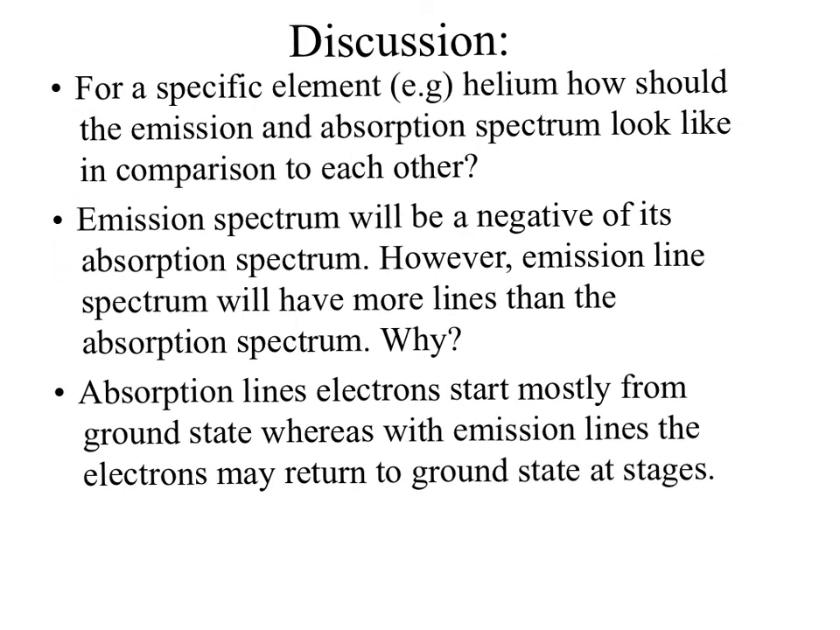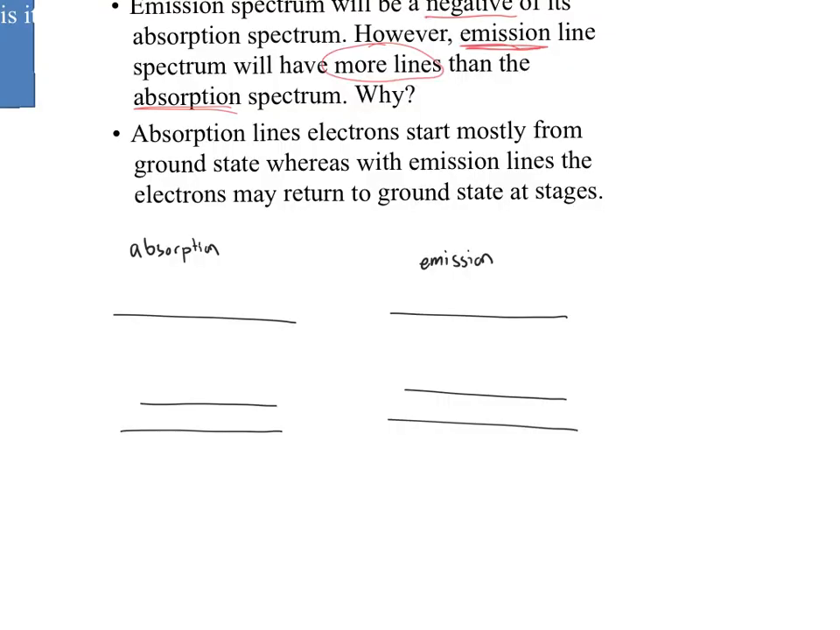For a specific element, for example, the emission and absorption spectrum, like we said at the beginning, should look like a negative image of one another. However, emission line spectra tend to have more lines than the absorption spectra. Emission spectra have more lines compared to their equivalent absorption spectra. Why is that? Okay, so I want us to imagine what happens in an absorption and an emission spectrum.